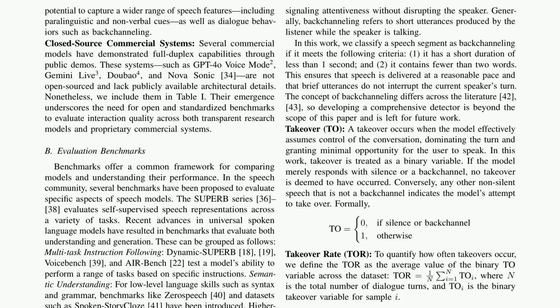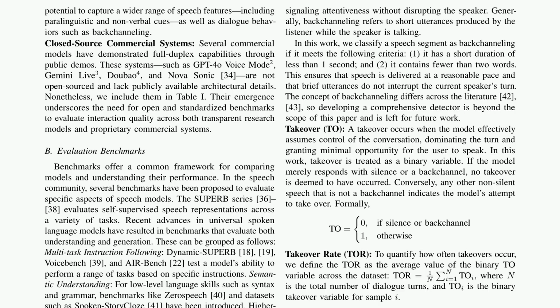In this work, we classify a speech segment as backchanneling if it meets the following criteria. 1. It has a short duration of less than 1 second. And 2. It contains fewer than 2 words. This ensures that speech is delivered at a reasonable pace and that brief utterances do not interrupt the current speaker's turn. The concept of backchanneling differs across the literature, so developing a comprehensive detector is beyond the scope of this paper and is left for future work.